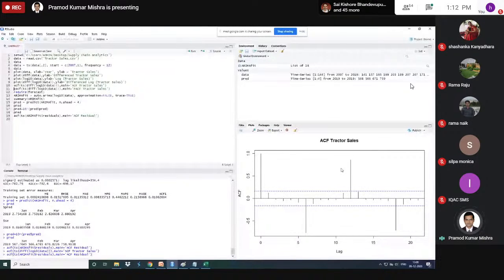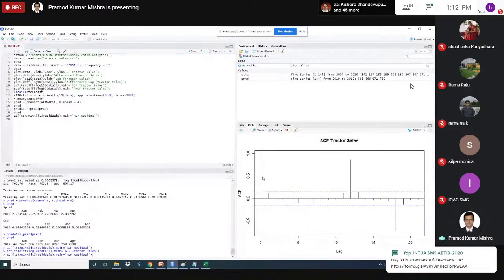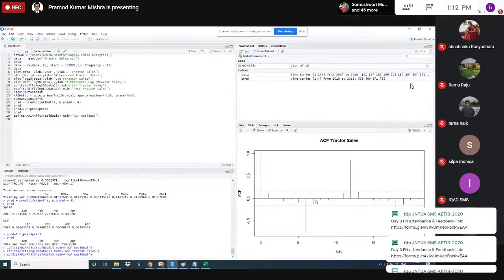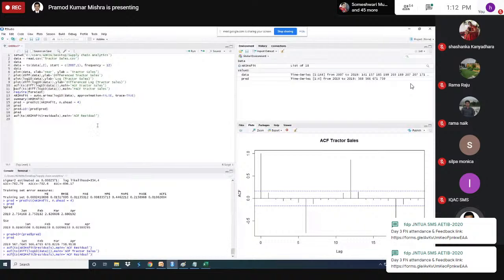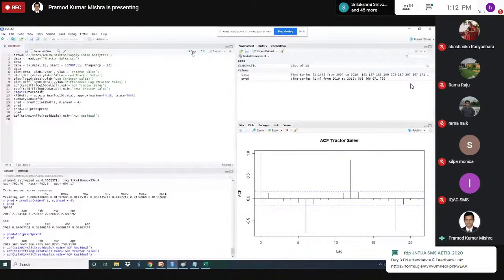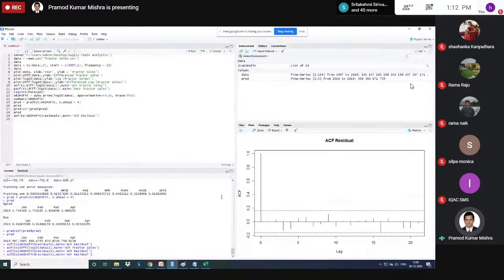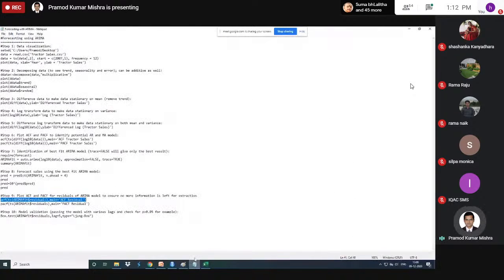A lot of points, the autocorrelations, are out of the range or out of the specification limit. But here, what is happening? They are all under control. So there is no further extraction possible or detailed, right?